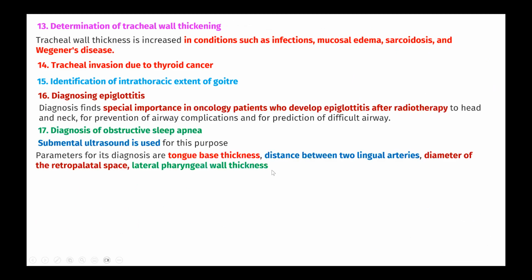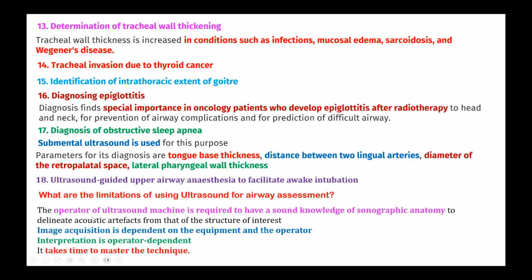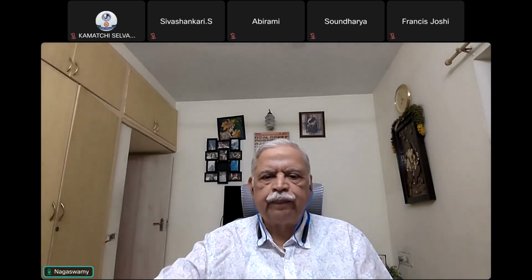You measure these parameters and try to find out how severe it is, and ultrasound guided upper airway anesthesia to facilitate awake intubation. Limitations of ultrasound: it is operator dependent, and image acquisition is dependent on equipment and the operator. Interpretation again is operator dependent and it takes time to learn and master the technique. So these are all the points that you have to remember. I have also taken these points from the same article and it is available on the net. All of you can go through and read that.